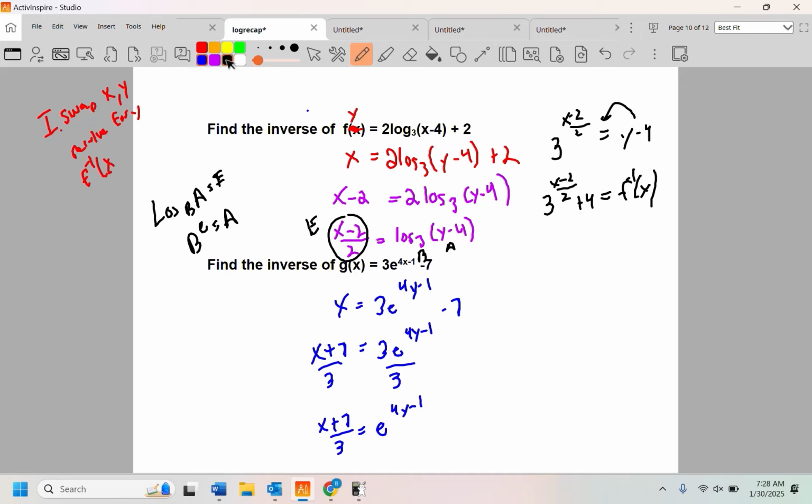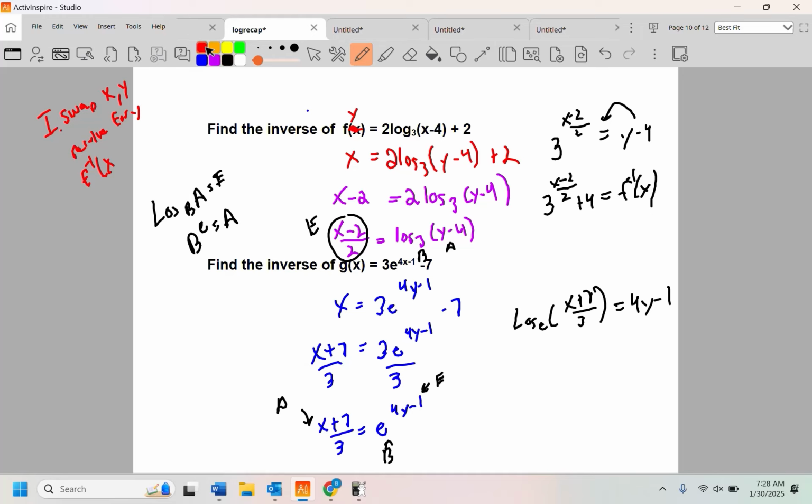And now we're going to do log is bay. Bases have exponents, which means that this guy must be my argument. So I'm going to have a log whose base is e. Its argument is this ugly thing, (x plus 7) over 3, and it equals 4y minus 1.